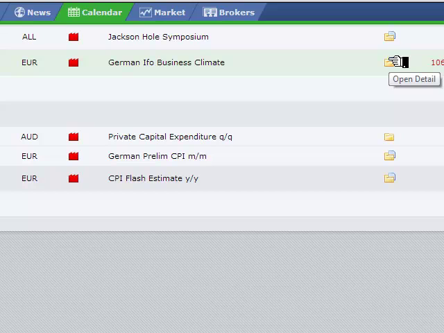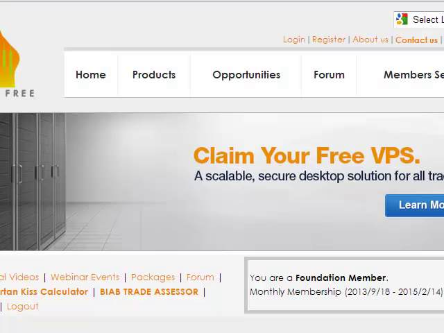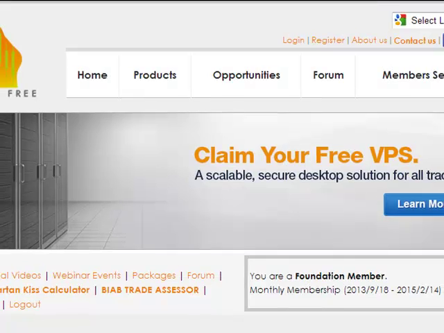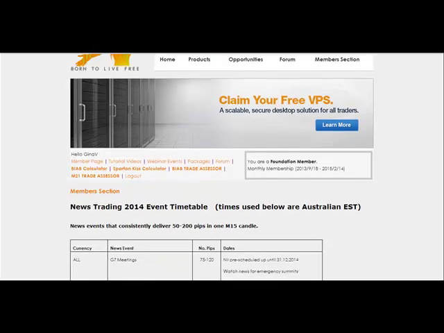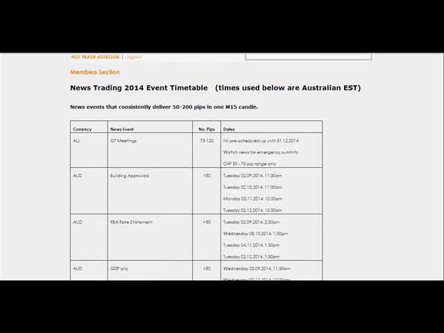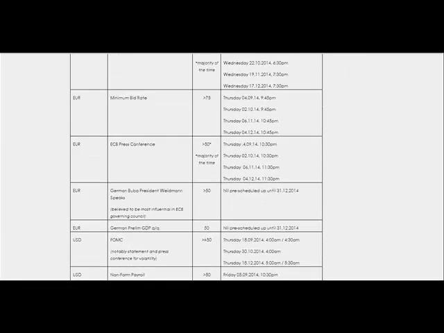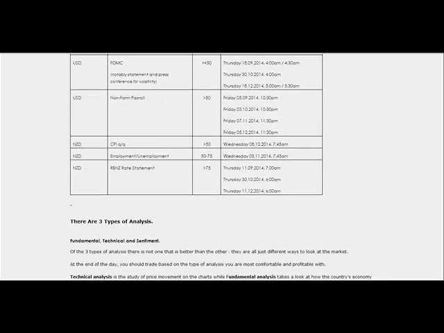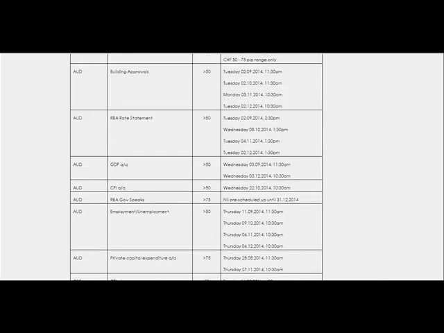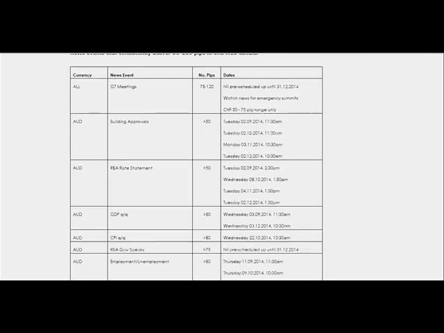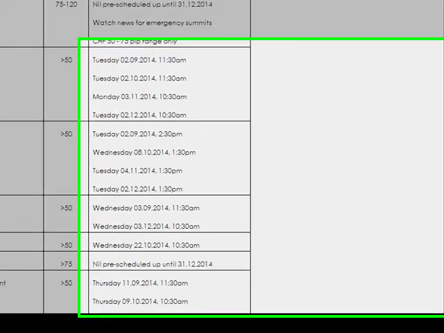Be aware that not all red news is created equally. Some red news delivers more pips than others, or makes more of an impact on the price action. So on the members section of the Born to Live Free website, we've created a News Trading 2014 event timetable. For the currencies that are listed here, it is well worth putting these dates and times into your diary and observing what happens to the price action. You'll find that we've chosen currencies that consistently deliver the pips, so definitely worthwhile for a trading strategy.